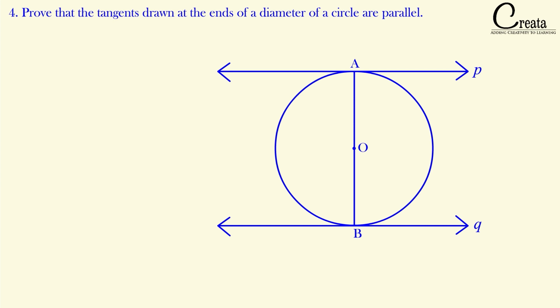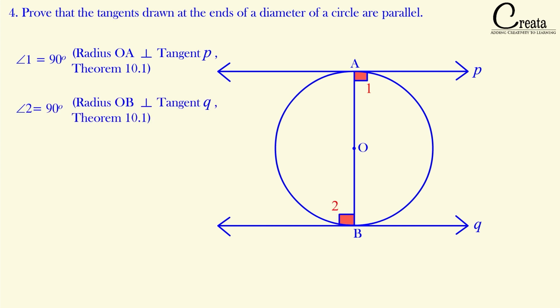The radius and the tangent are perpendicular to each other. The angle between the radius and tangent is 90 degrees. So this angle is 90 degrees. Similarly, we can use the same concept on the other tangent, so this angle is also 90 degrees.